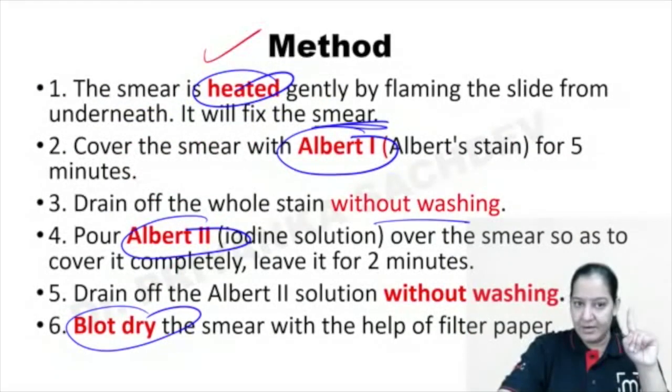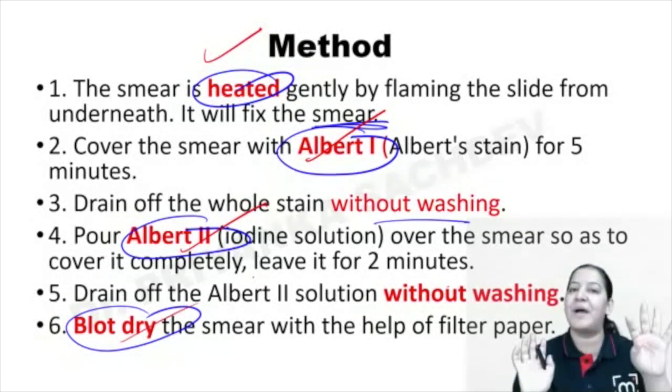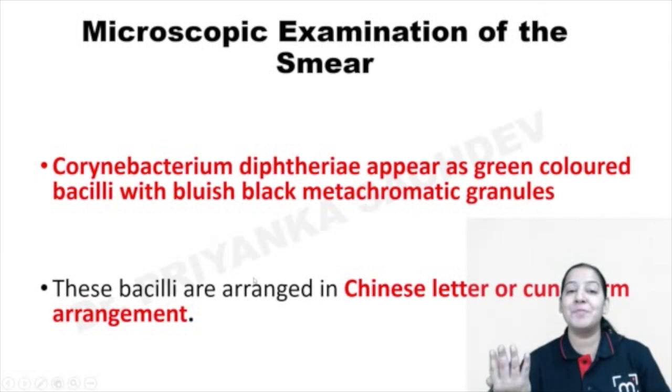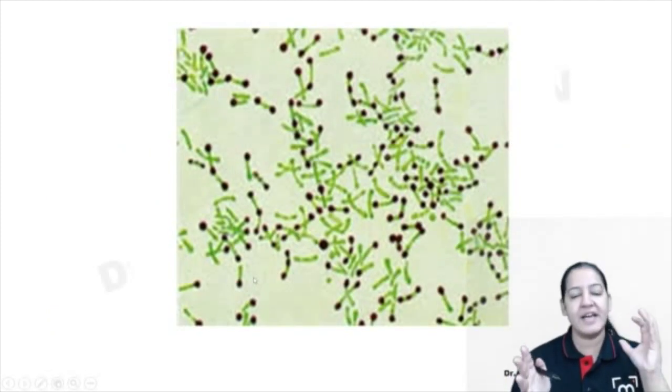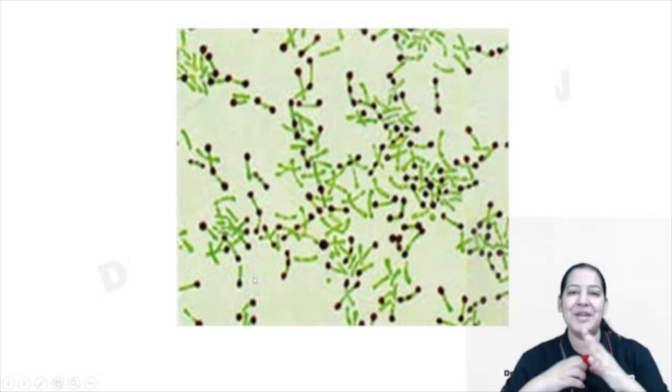So heat the smear, put Albert 1, without washing put Albert 2, without washing just see in the microscope after dry blotting. So that is the method actually. Now in the microscopy what you will see? You will see like this. This bacteria is Corynebacterium diphtheriae. As I have told you, only one bacteria is Albert positive. So this bacteria is Corynebacterium diphtheriae bacteria, right?